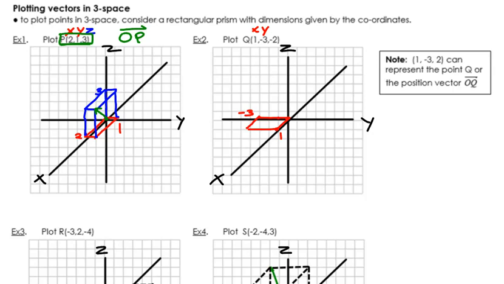Okay, all right, now you're going to give it some height. So your height is going to be your Z. And it says negative 2, which means we want to go from the origin, 0, 1, negative 1, and negative 2.